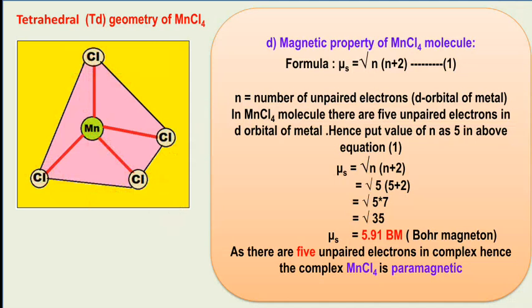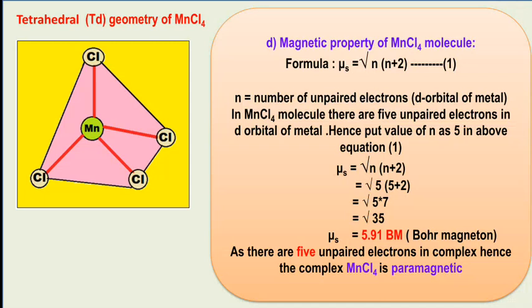So simply we can also calculate the magnetic property of MnCl4 molecule, again by the same formula mu s, that is the spin only formula, square root of n into n plus 2. Why is this formula mu s called a spin only formula? Because here only the spinning motion of electron is considered for the generation of magnetic property in the complex. Only the spinning motion of electron contributes to the generation of magnetic property. So that is called mu s.